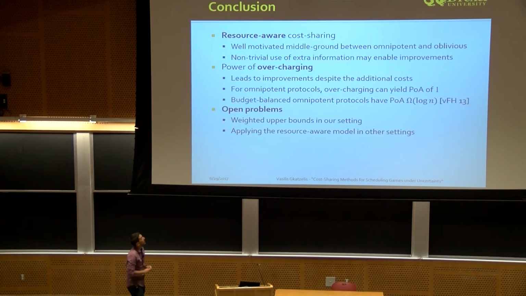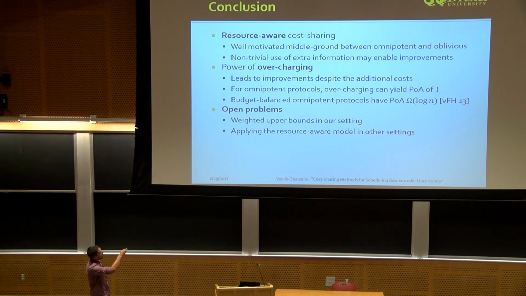To conclude, what we defined here is this resource-aware cost-sharing model, which I think is a well-motivated middle ground between the omnipotent and the oblivious model. By using in a non-trivial way the extra information that this provides, we show that it enables improvements. We also show the power of overcharging: it can lead to improvements despite the additional cost, because you are causing people to suffer extra costs, but that still creates much better incentives, so they're better off.